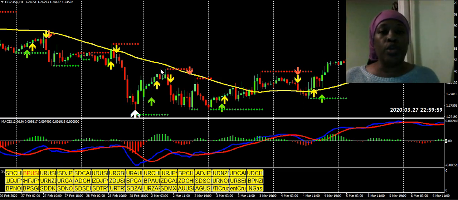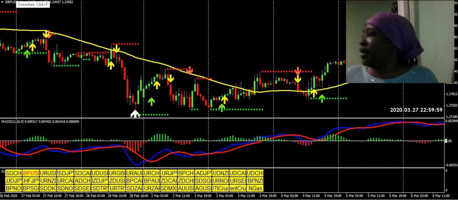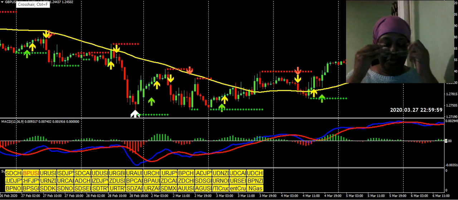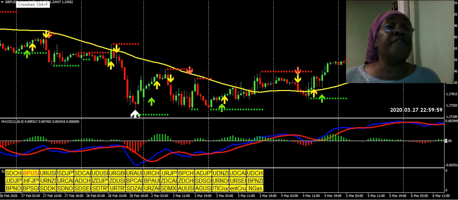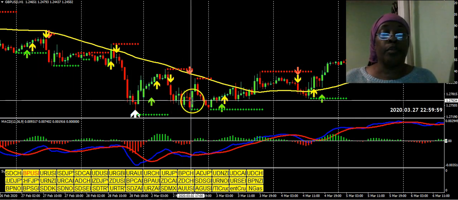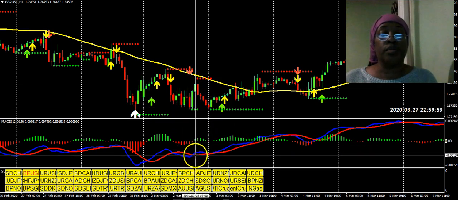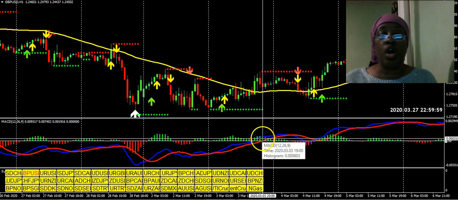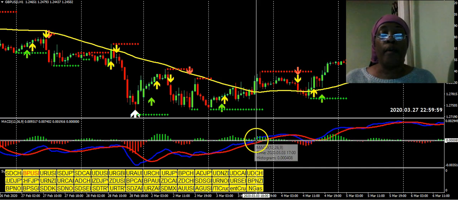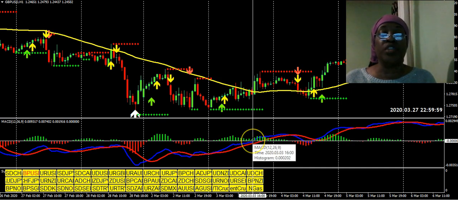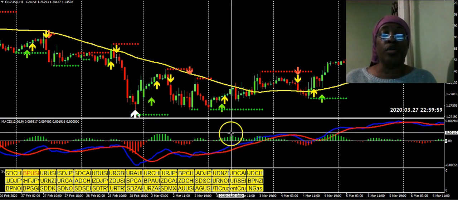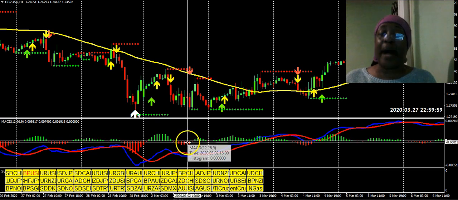And what we do is we wait for the MACD to cross over this midsection, which I call the 0-0 line, because that's the midsection that separates the buyers on the top from the sellers on the bottom.